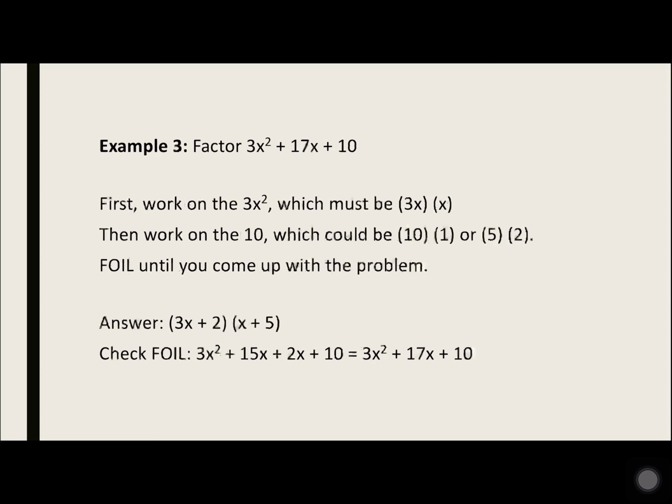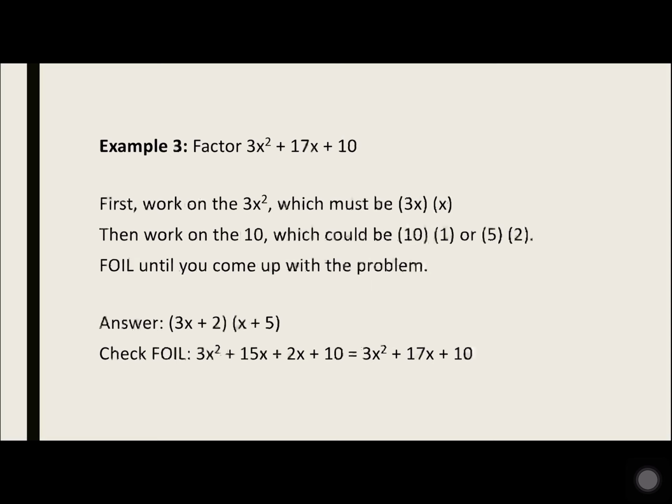Example 3, factor 3x squared plus 17x plus 10. First work on the 3x squared, which can only be 3x times x. Prime numbers are nice. Prime numbers means there's only one way to multiply to get it. Then work on the 10. But 10 could be 10 times 1 or 5 times 2. You have to FOIL until you come up with the right one. You just have to keep putting those numbers in, 10 and 1, 5 and 2, until it comes out correct. So the answer is 3x plus 2 times x plus 5.